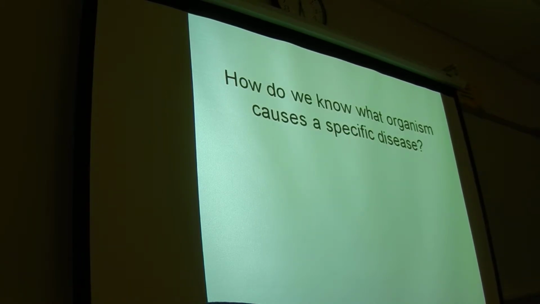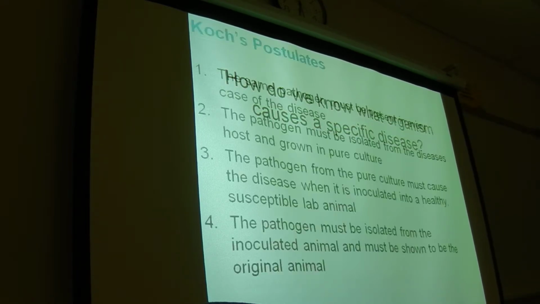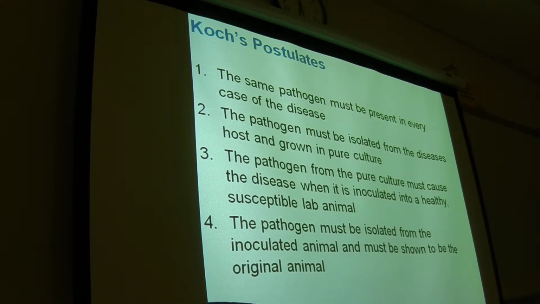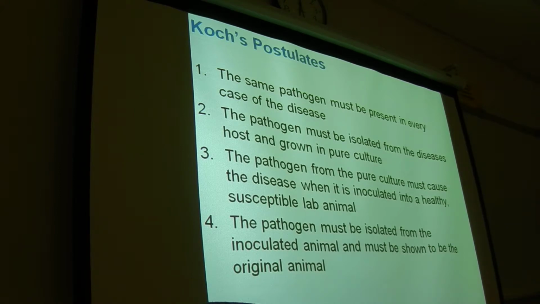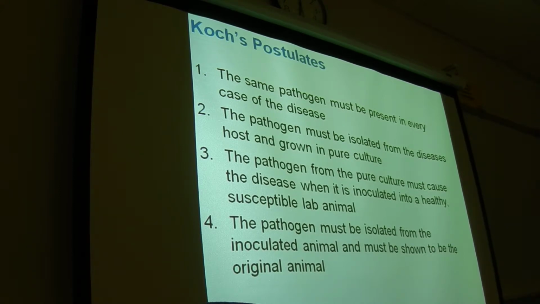Okay, so this is probably one of the more significant portions of this lecture, Koch's postulates. Basically, it's a way to figure out what organism causes a specific disease. Say there's a new disease, nobody's seen it before. They want to figure out what organism is causing this disease. These are the types of questions that scientists ask themselves when they're trying to figure that out. If all four of these are true, you can be fairly sure that you've figured out what pathogen causes a specific disease.